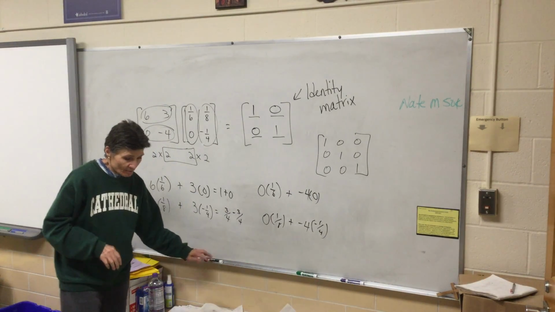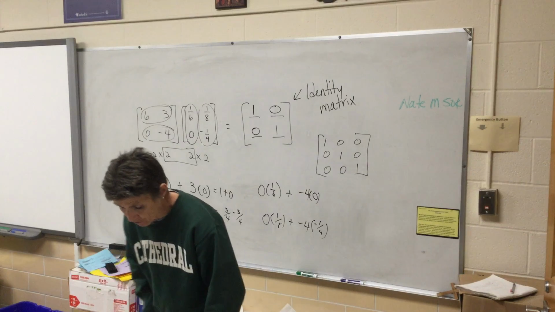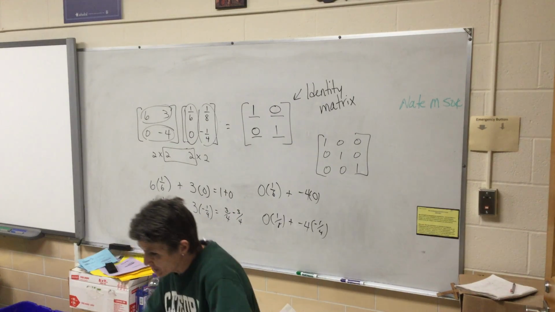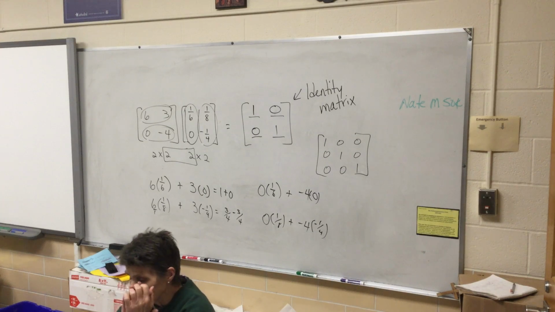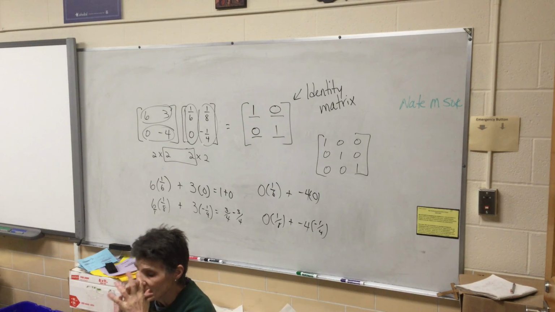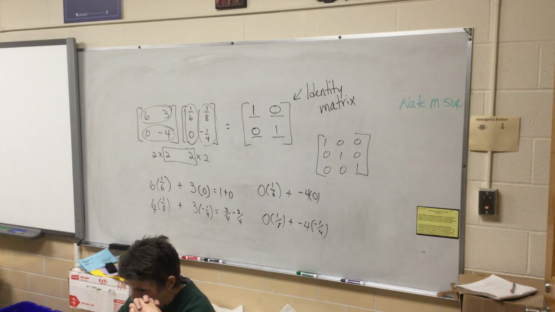Remember that in order to find an inverse, you have to find the determinant first. But in order to find a determinant, the matrix has to be square. So the only way you can have an inverse is if you're square. So hang on to that thought.